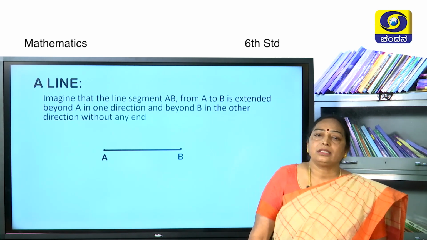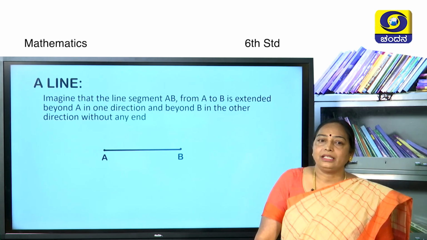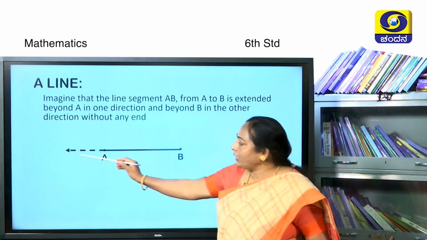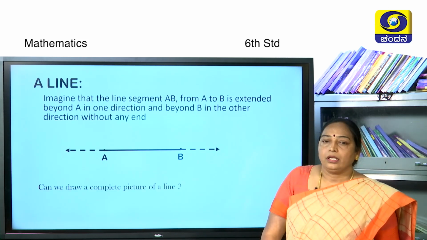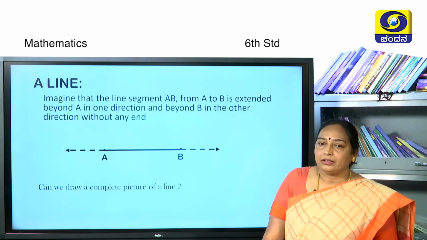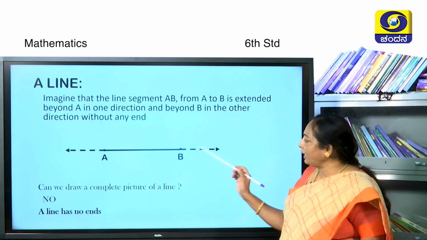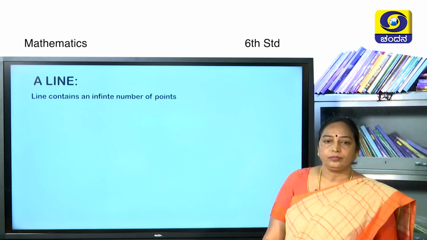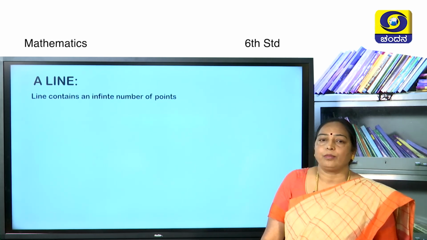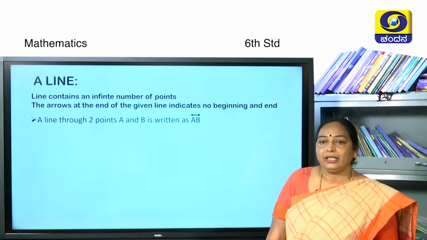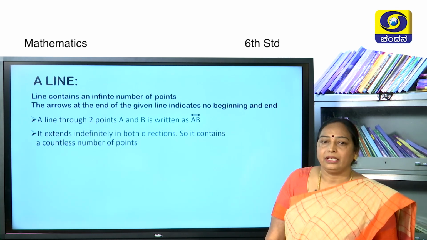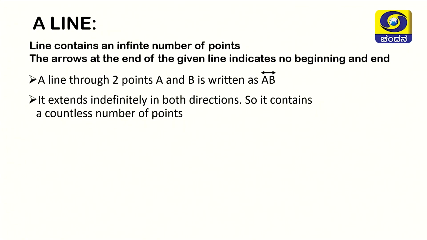Children, imagine that line segment AB from A to B is extended beyond A in one direction and beyond B in the other direction without any end. Can we draw a complete picture of a line? No, it is not possible because the line has no ends. A line contains an infinite number of points. With arrows at the ends, the line through 2 points A and B is written as line AB. It extends indefinitely in both directions, so it contains a countless number of points.